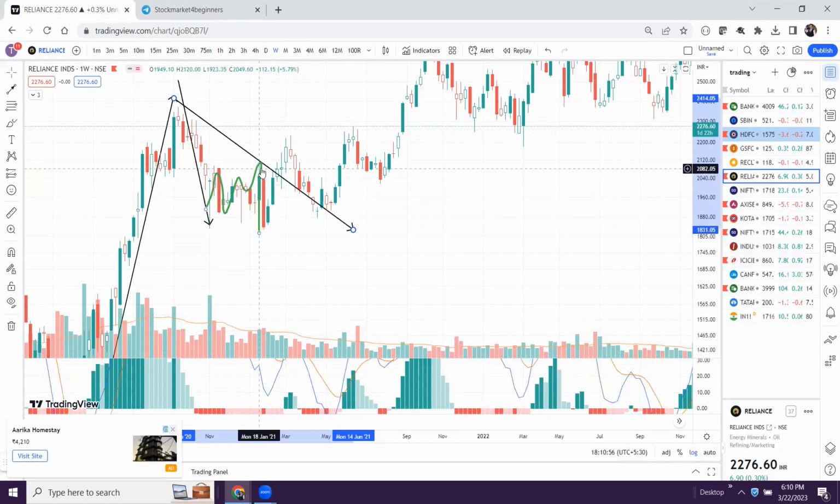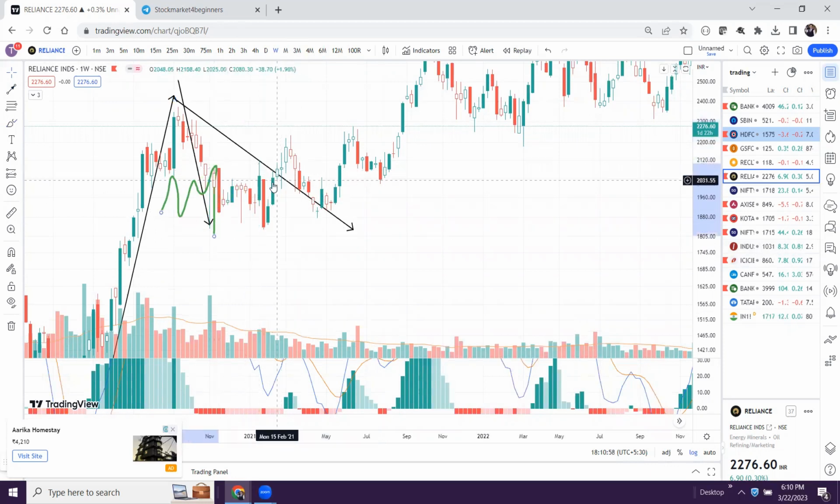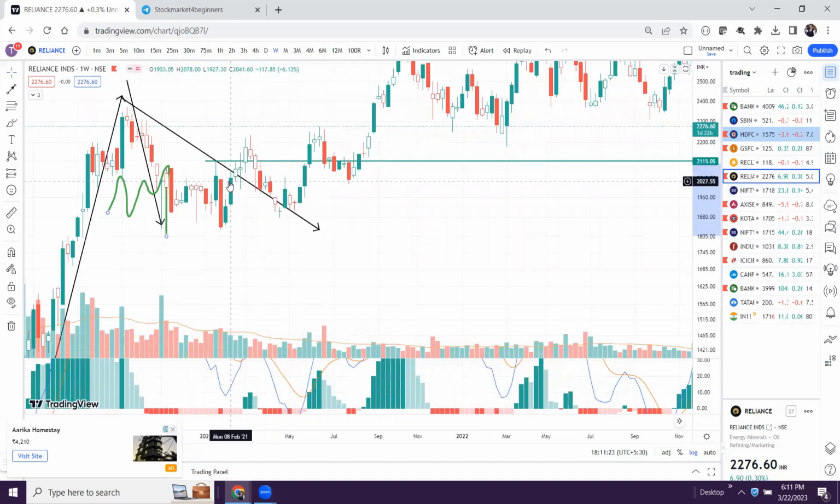If you see this, let me clear it. This downside from this point came in two candles, 1, 2, but this upside, if you count 1, 2, 3, 4, 5, so after 5 candles this upside was clear, which means this is not an impulsive move. Sometimes it happens that 2, 3 candles can be impulsive, but now you can see the difference is pretty huge, 2 candles down and 5 candles up.